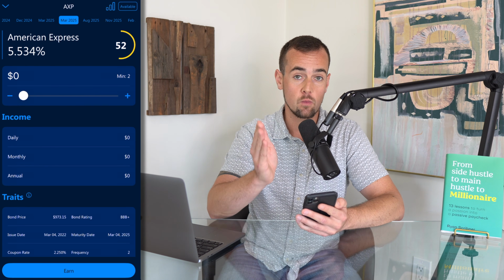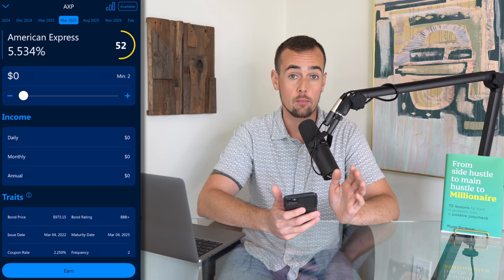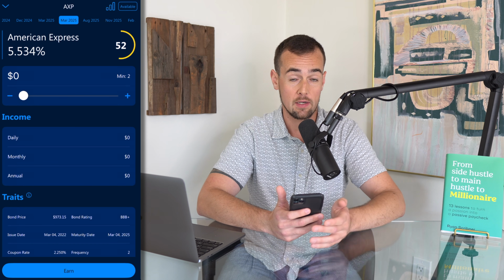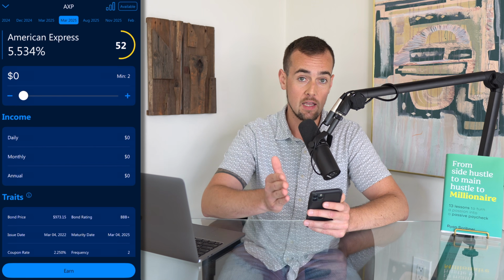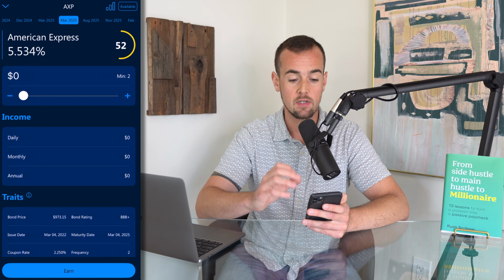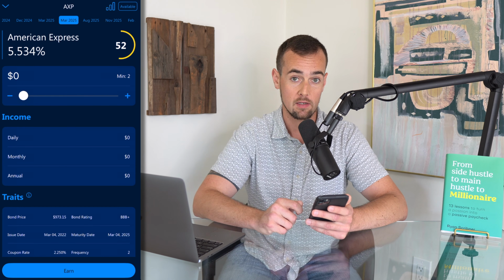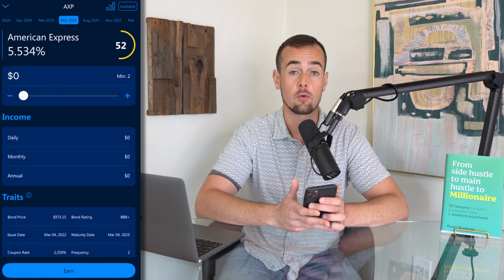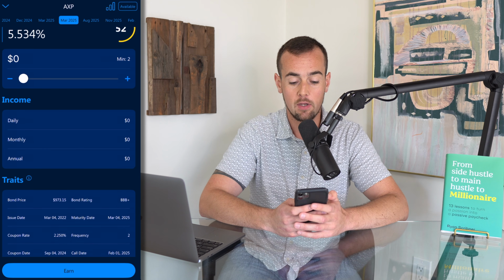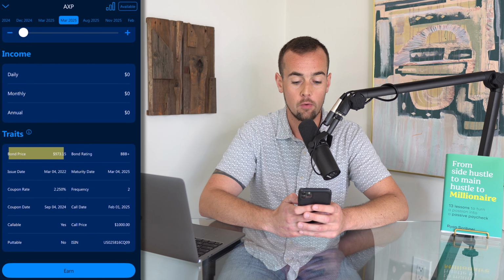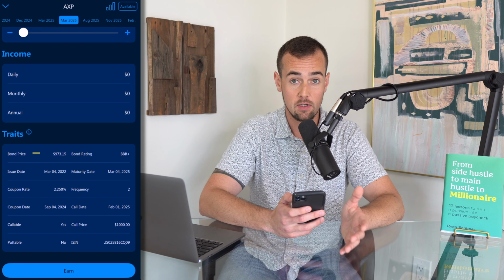The maturity date is when you're going to get paid back from your loan that you are giving out to that company or entity. But in most cases, when you're buying a bond investment, you're going to be buying it at a slight discount to the amount that you're getting repaid. For example, most corporate bonds are $1,000 per bond, but if you scroll down here, you can see the current bond price is $973.15.